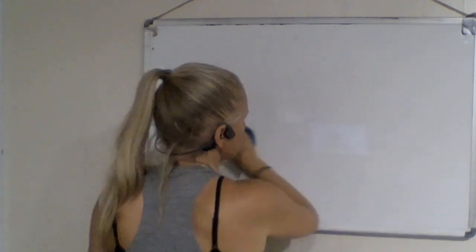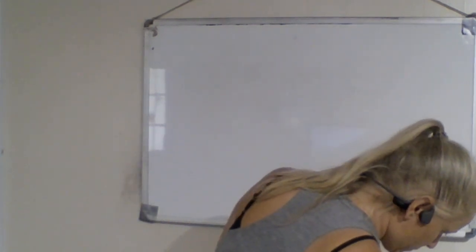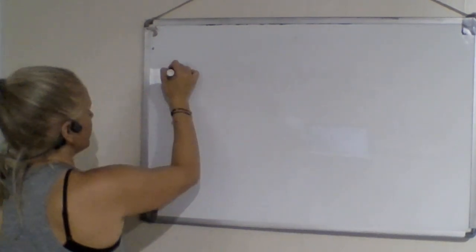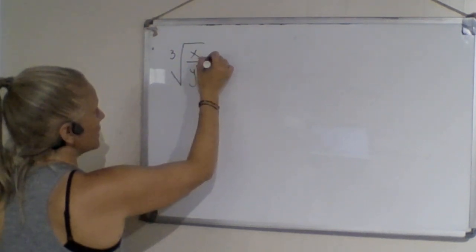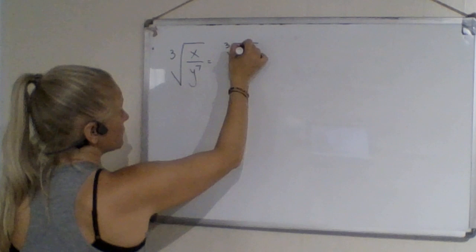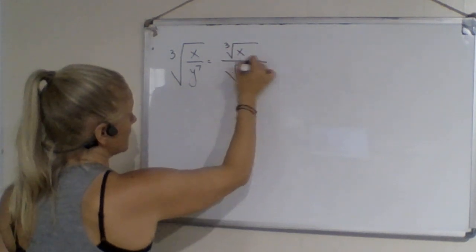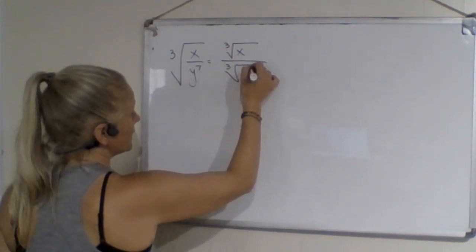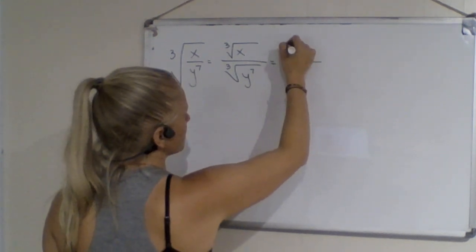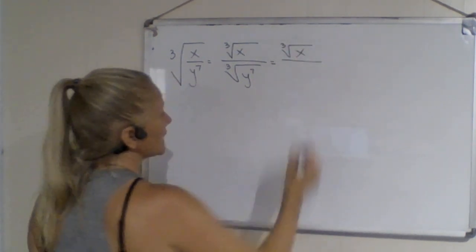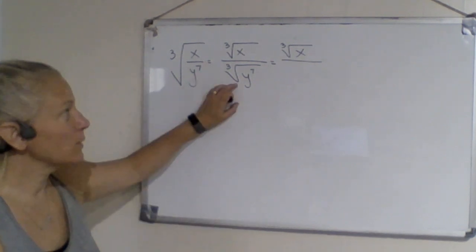The last one we're going to deal with, it's not a nice one, but it's okay. Cube root of x over y to the 7th. This is going to be cube root of x. We're going to separate first. Cube root of y to the 7th. I cannot do anything to the top yet. Cube root of x. But on the bottom, I need 3.